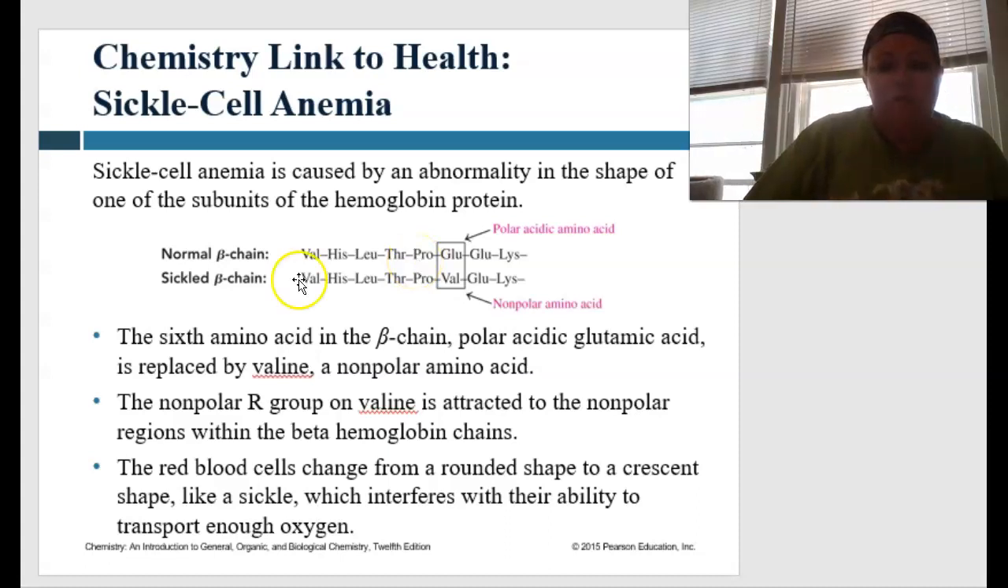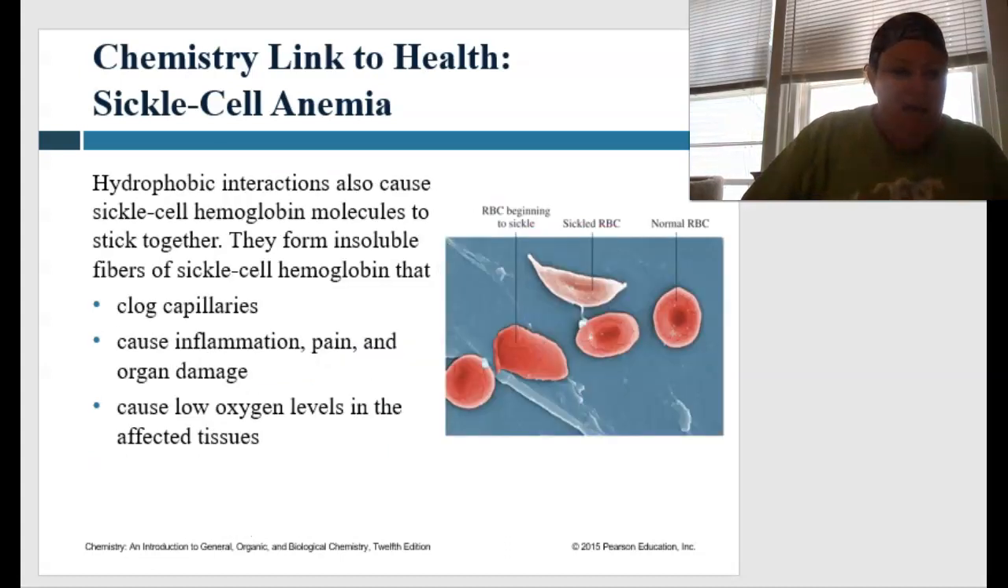Okay, so specifically for sickle cell, it's the 6th amino acid in the beta chain. The polar acidic glutamic acid is replaced with valine, again the nonpolar. And then it's attracted to the nonpolar within the beta hemoglobin chains, that's the aggregation. Then the red blood cells are going to change from the rounded shape to that crescent sickle cell shape, which interferes with your ability to transport enough oxygen.